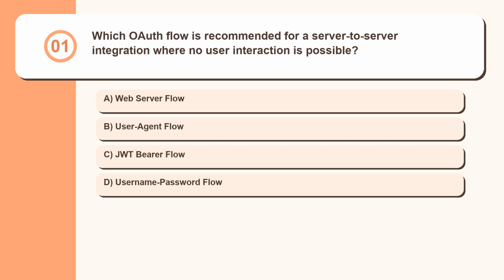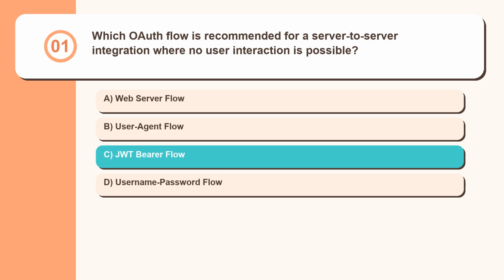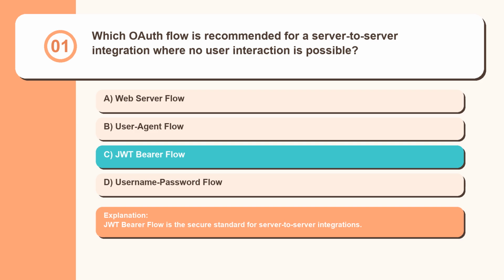Question 1. Which OAuth flow is recommended for a server-to-server integration where no user interaction is possible? Web server flow, user agent flow, JWT bearer flow, username password flow. JWT bearer flow is the secure standard for server-to-server integrations.